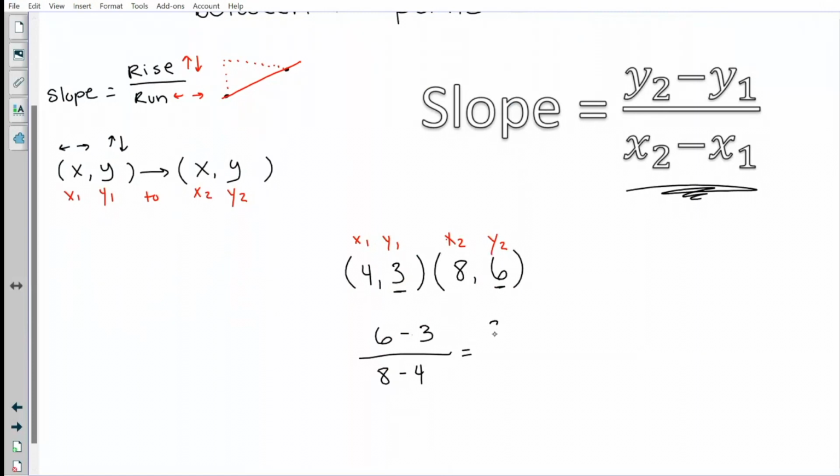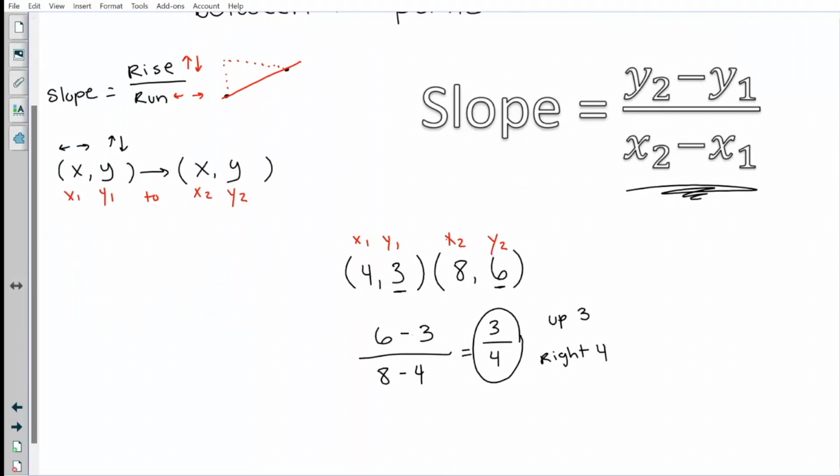6 minus 3 is 3. 8 minus 4 is 4. Now this cannot be simplified any further, so that means this is my slope. That means, this is a positive 3 over 4, so I'd be going up 3 to the right 4. So if I wanted to continue my line besides these 2 points, I wanted to have more points, I would take this and I would go up 3 and I'd go to the right 4. And I'd continue to graph that until I got a line.